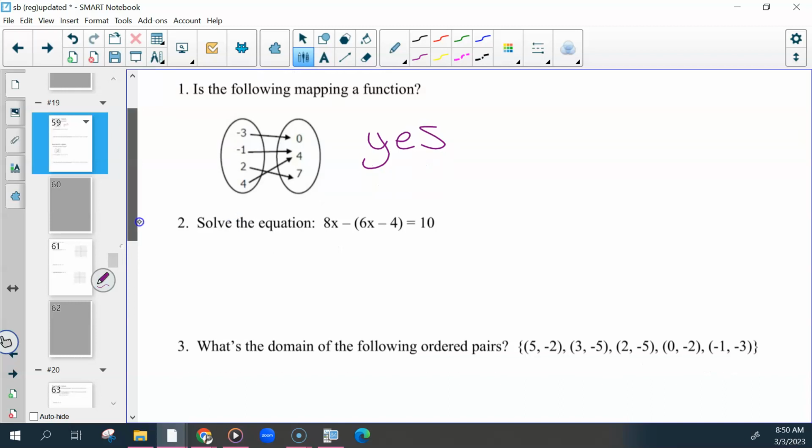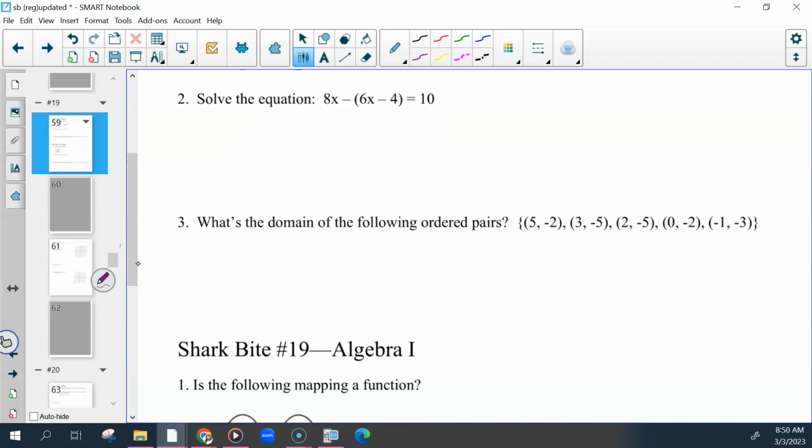For number 3, domain of the following ordered pairs. Domain is your x's or your y's? X's. So least to greatest, you're going to put in all of your x's without any repeats. What would that order look like? -1, 0, 2, 3, 5. That's it.